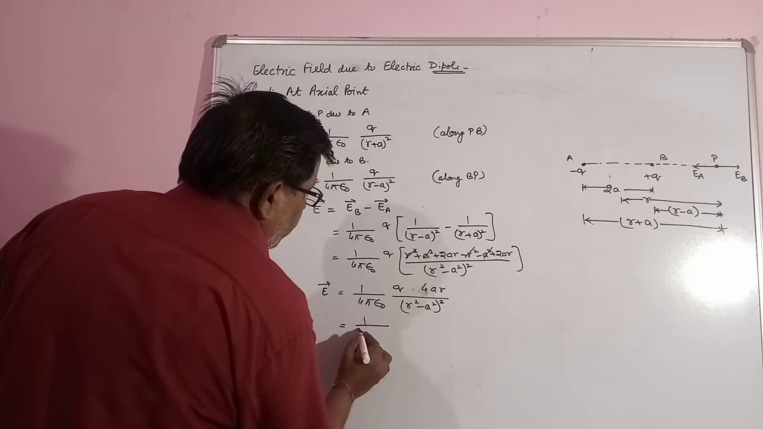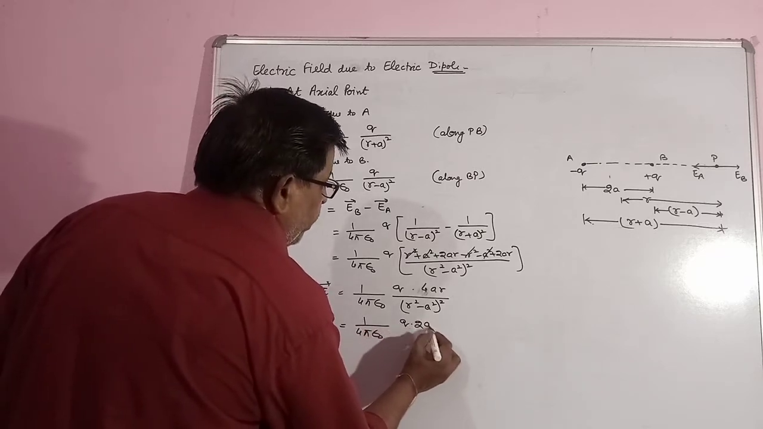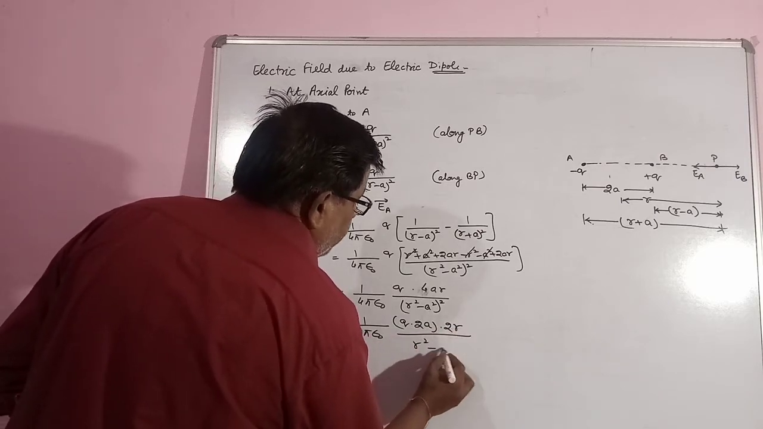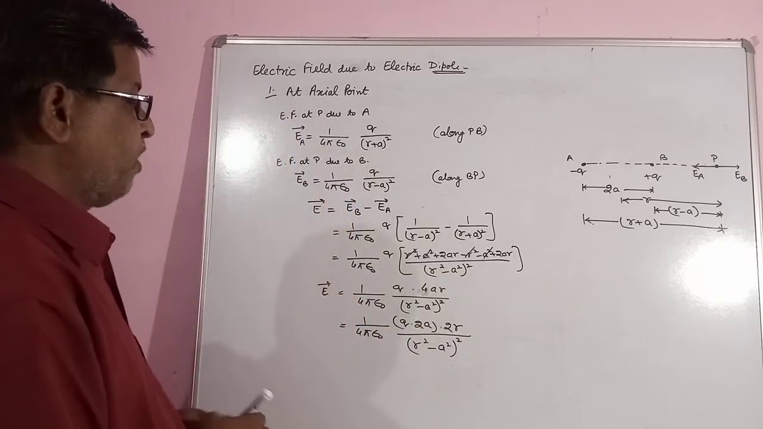Now 1 over 4 pi epsilon naught, q into 2a into 2r upon (r square minus a square) whole square. What about this?